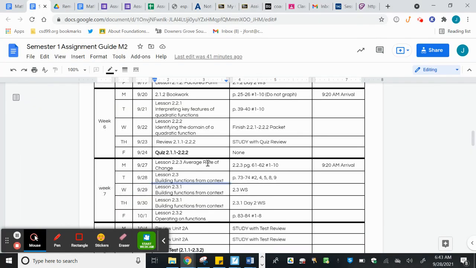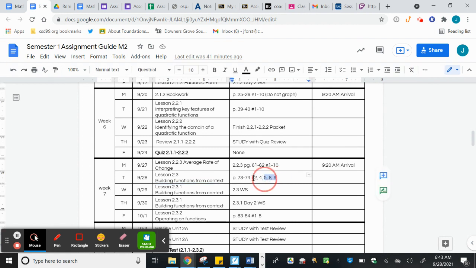Our homework. So we're on Tuesday. So in our textbook, flip ahead a couple pages. It's going to be page 73 to 74, numbers 2, 4, 5, 8, and 9. Okay, 2, 4, 5, 8, and 9. All right.